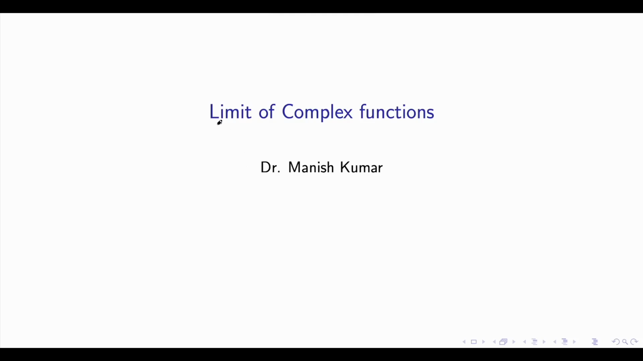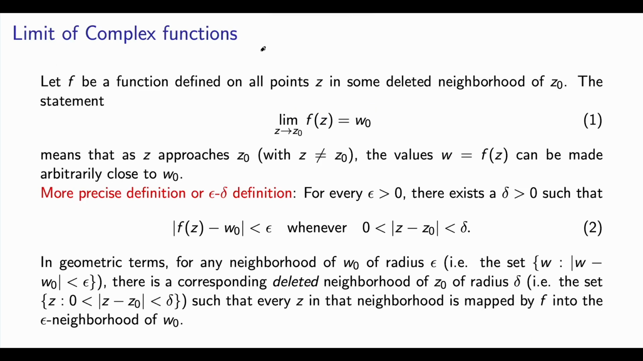Today we are interested to discuss about limit of complex functions. So what is the limit of complex functions? Let f be a function defined on all points in some deleted neighborhood of z naught. The statement limit z tends to z naught f(z) equal to w naught, we will denote it as equation number 1.